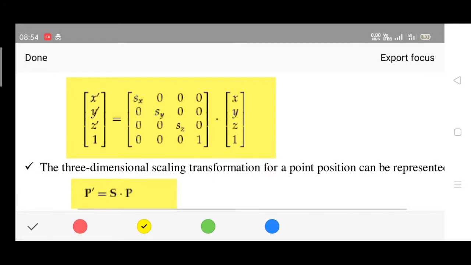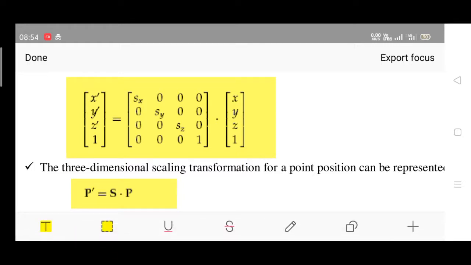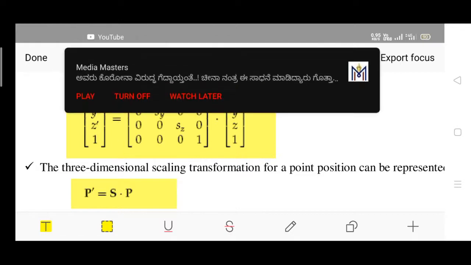The 3D scaling is given by P dash, the new value of the position, equal to S multiplied with P, where S is the scaling matrix and P is the original position, right? So we use the 4 cross 4 homogeneous coordinate representation. Recall the scaling matrix earlier for the 2D model. For the 2D model we have taken a 3 cross 3 matrix, isn't it?